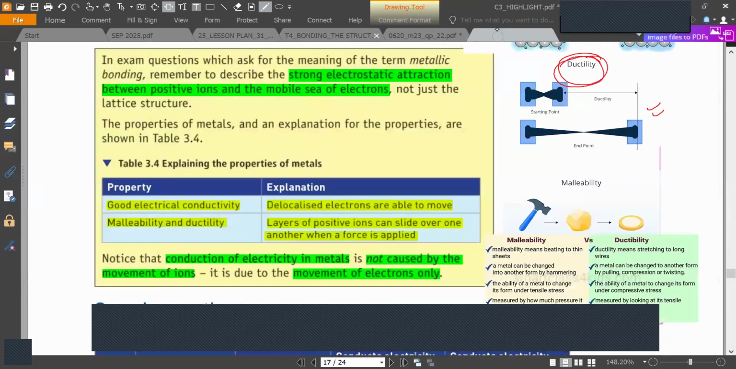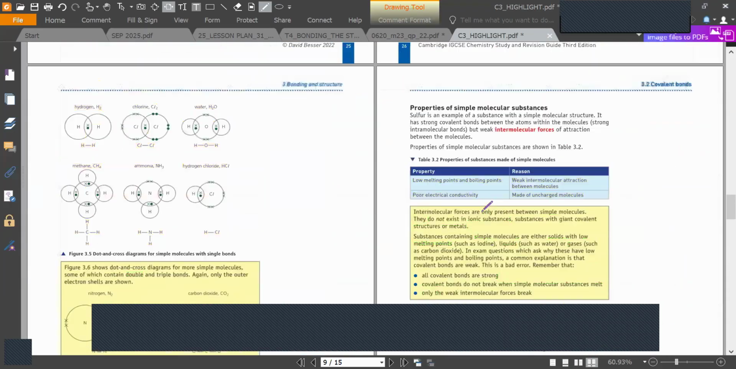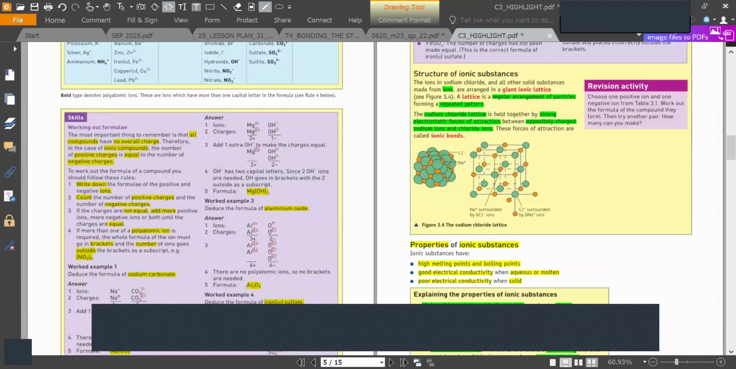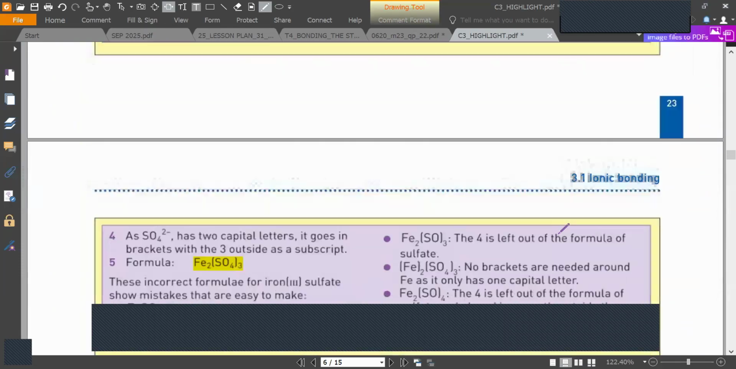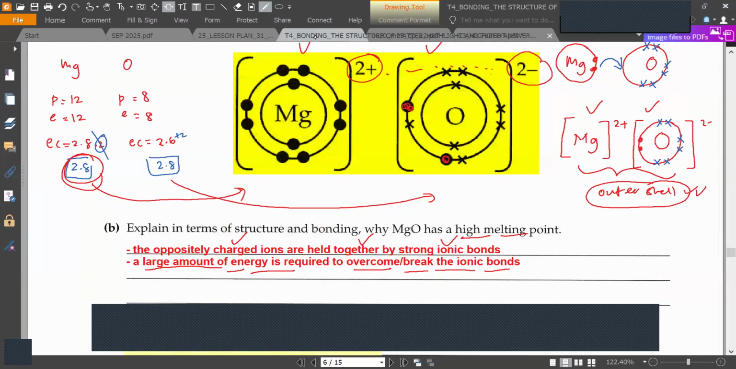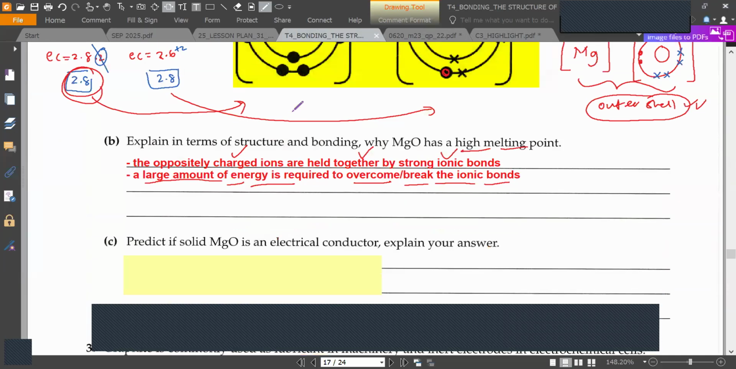So looking at our notes, this giant ionic structure has strong electrostatic forces of attraction. So we need lots and lots of energy to break this bond, to melt this ionic structure. So that's why the melting point is high.